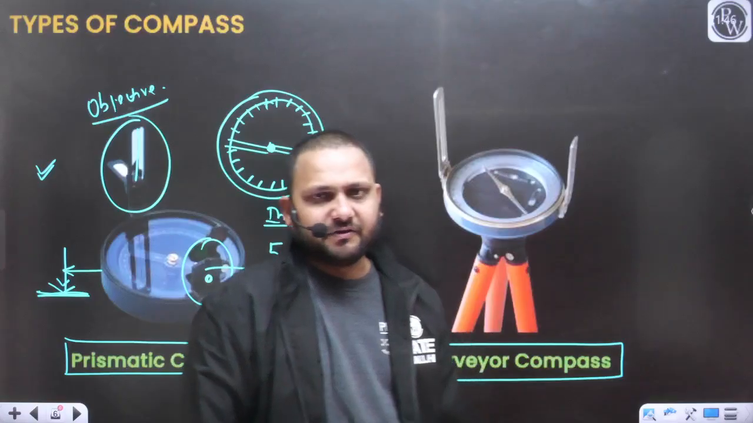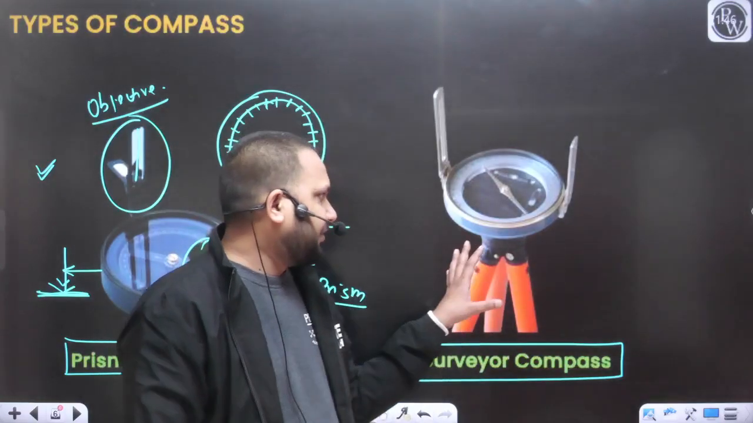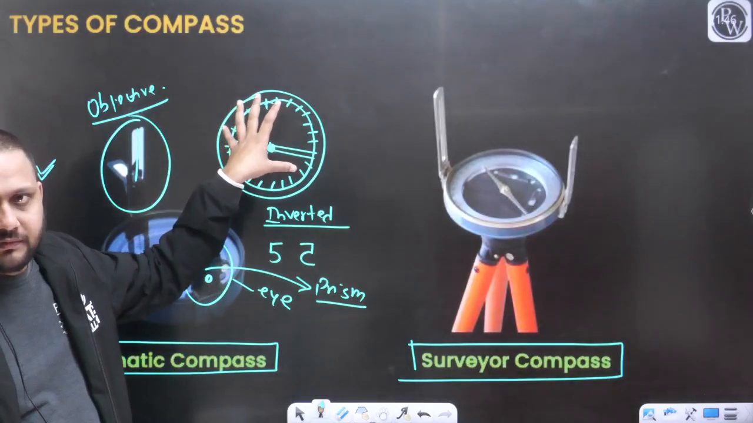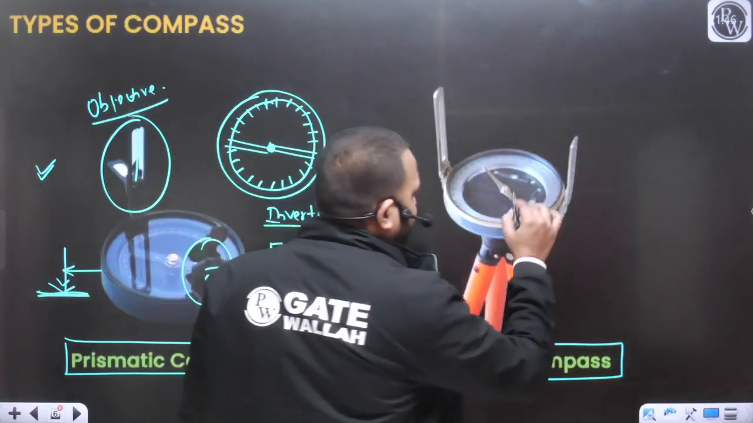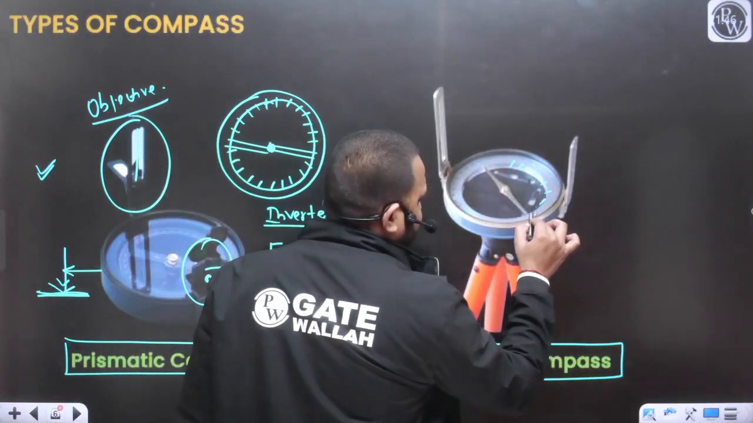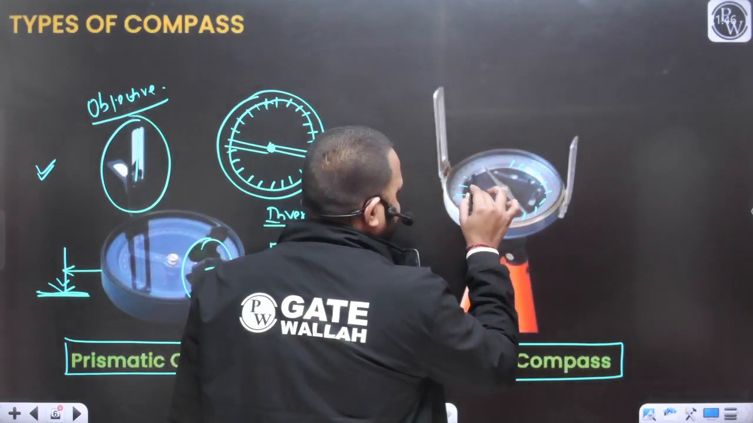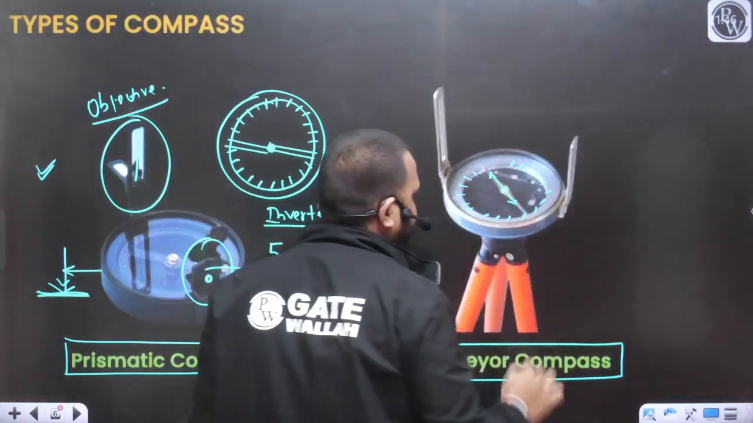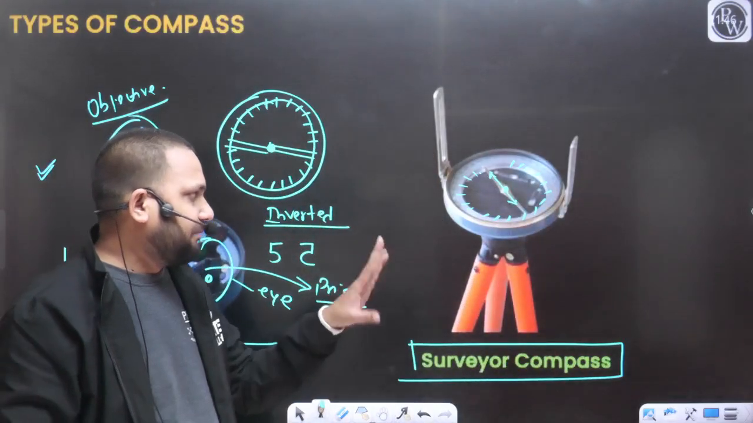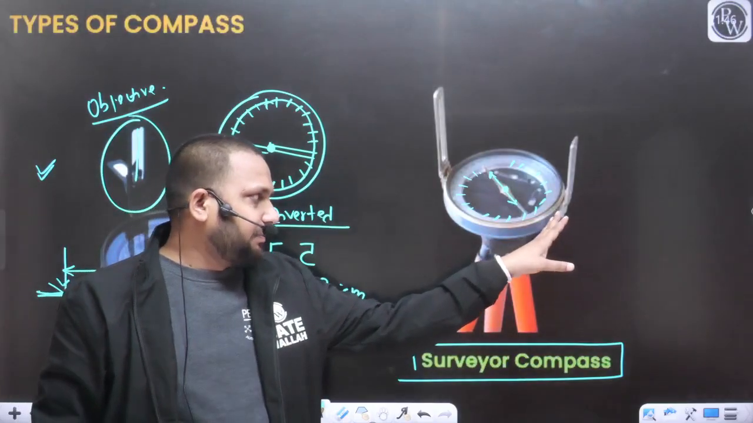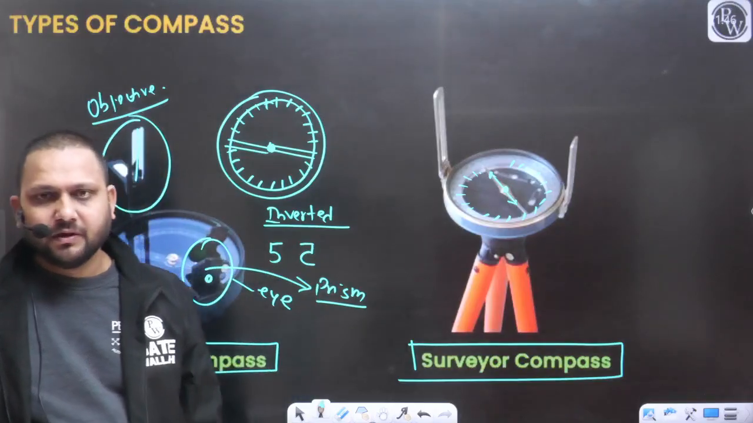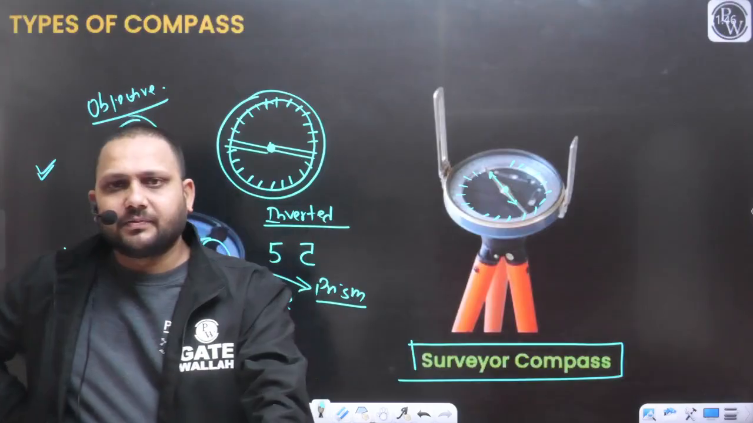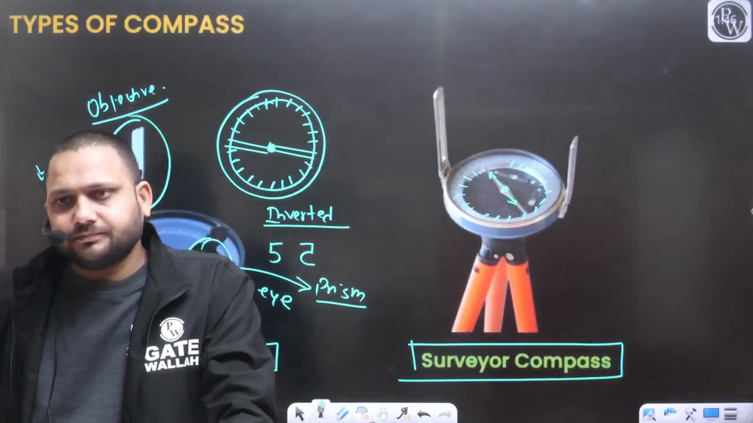In the case of the surveyor compass, this ring can move. In the case of the surveyor compass, these graduations are fixed, and there will be a magnetic needle which is movable. Similarly, the eye side will be there, the objective side will be there. Here the graduations or markings are in the normal position. There will be no inverted marking.